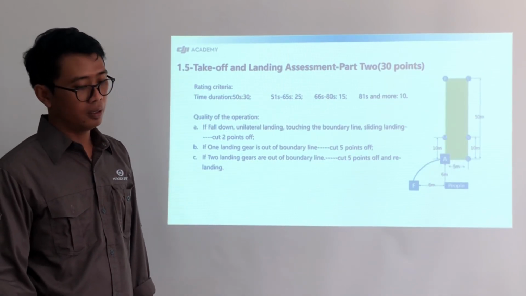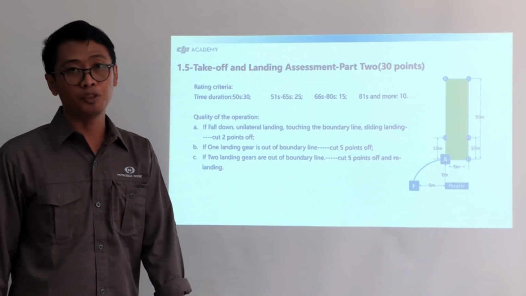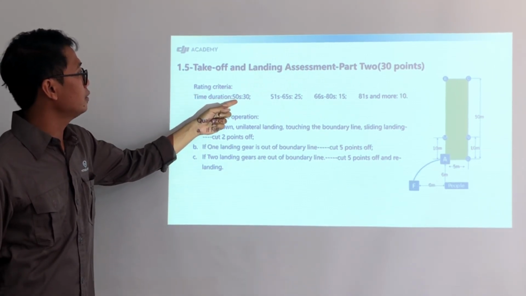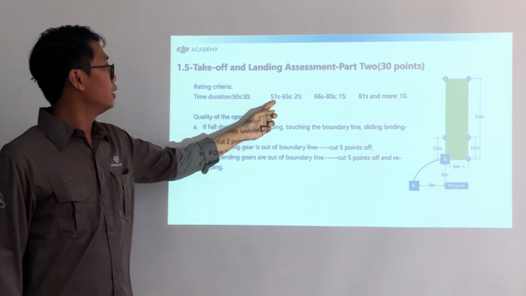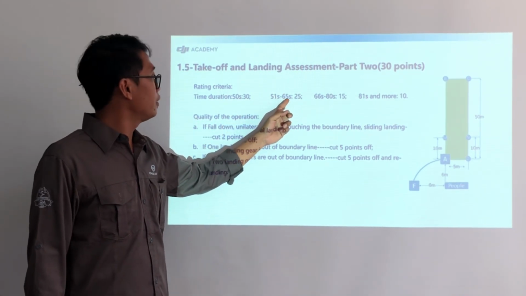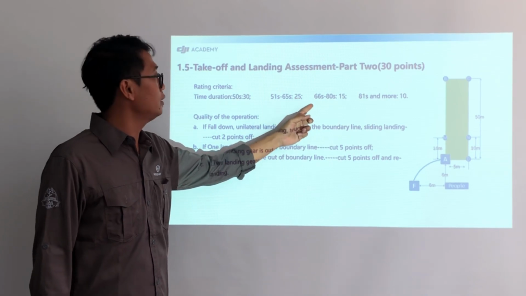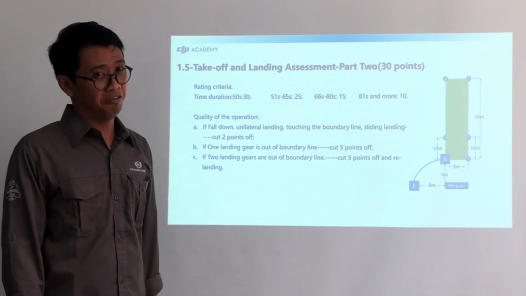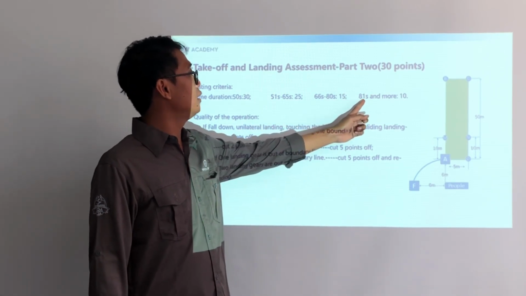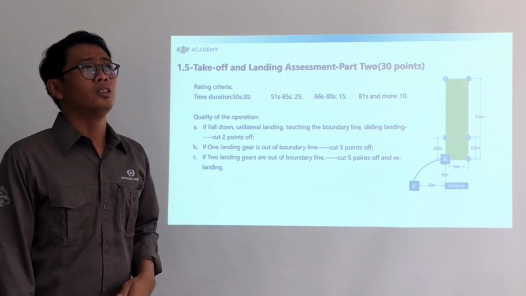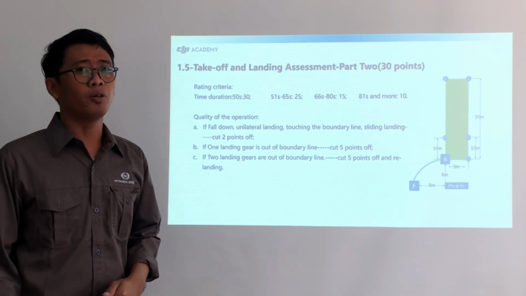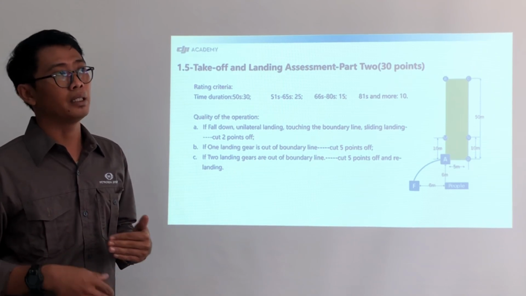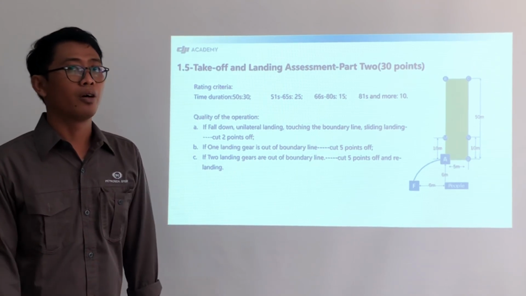This is the part 2, the rating criteria of takeoff and landing assessment. The rating criteria time duration, if we get 50 seconds, it means 30 points. If 51 until 65, we get 25 points. If 66 until 80 seconds, we get only 15. And 81 and more, we get only 10 points. So we can practice it more and more for better score.